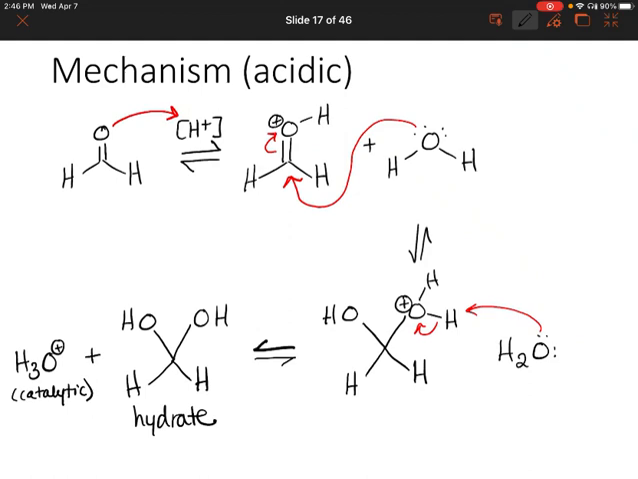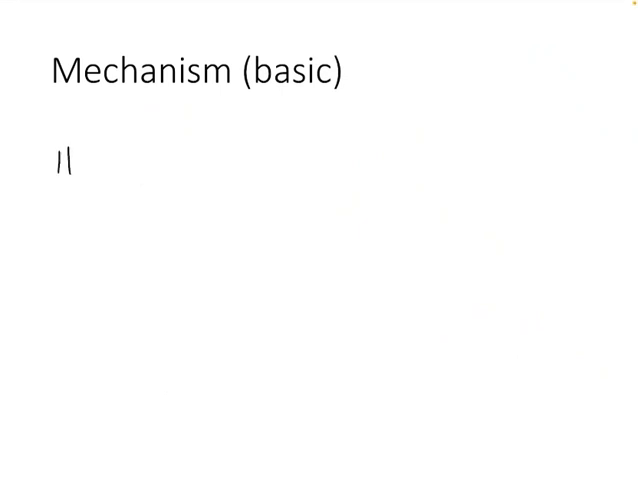Now what if we had basic conditions? What would our mechanism look like? So again, let's start with formaldehyde. And let's draw our water molecule. Now remember, water is neutral. It's not basic. So we have to add a base here to have basic conditions. So let's just show that we have a base hanging around. And that base could be sodium hydroxide, for instance.